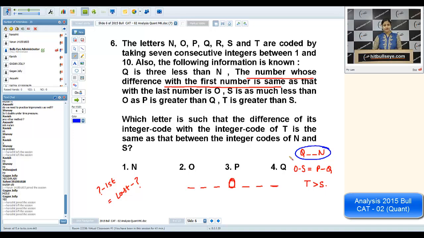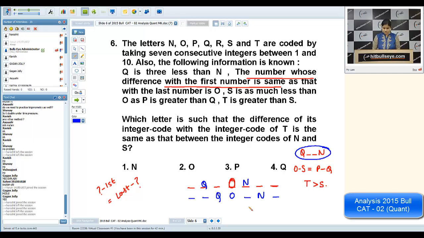Q and N, there are 2 spaces. So I cannot take Q at the very first place, because in that case N will come at the middle, which is not so in this case. So I can consider this case. Hit and trial, I'm going by. These are the only 2 possibilities. Now Q cannot come at the middle place and after that. So these are the only 2 possibilities.